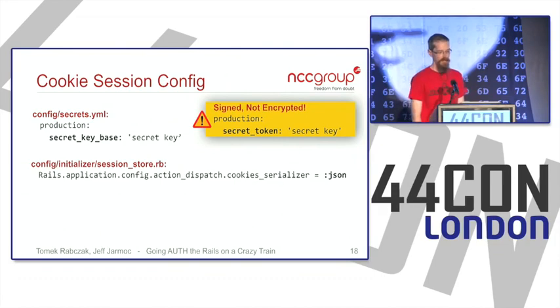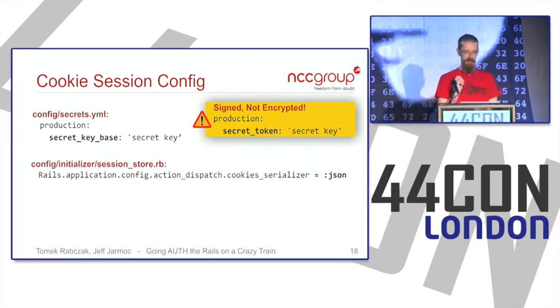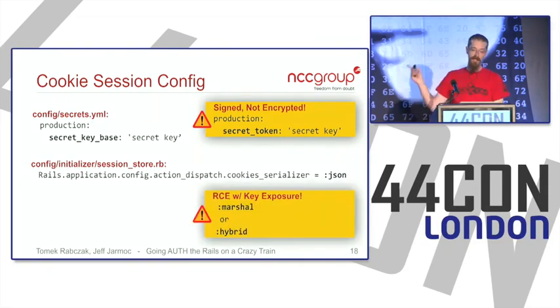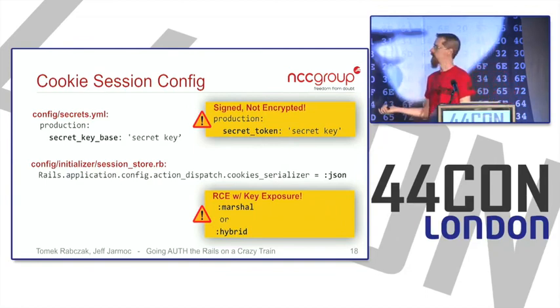We have another initializer here in config initializer session_store, and this tells us what serializer we're going to use for those cookies. Rails 4.1 and higher now use JSON as the serializer. Prior to 4.1, it used Marshal by default. As I mentioned, Marshal load was the vector for the XML deserialization vulns, and so that gives us code execution if we can encrypt a cookie.